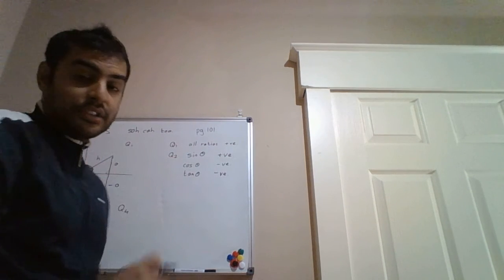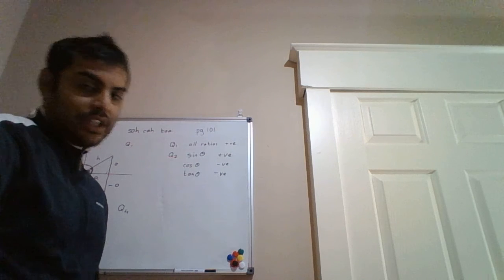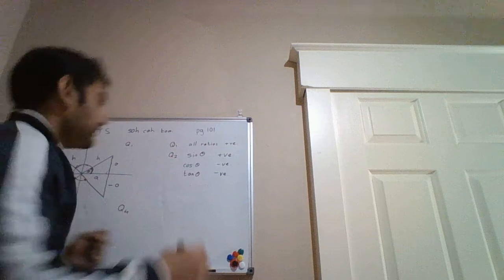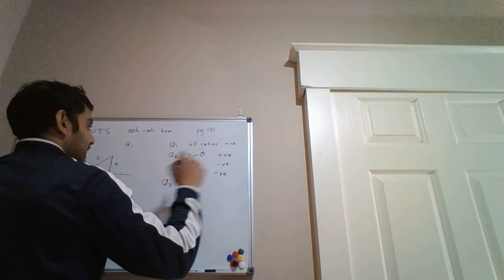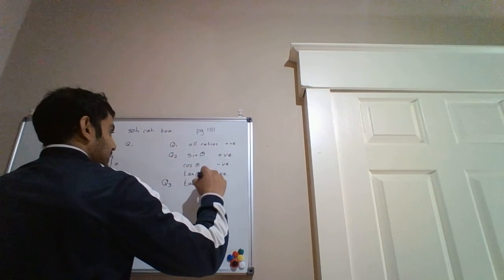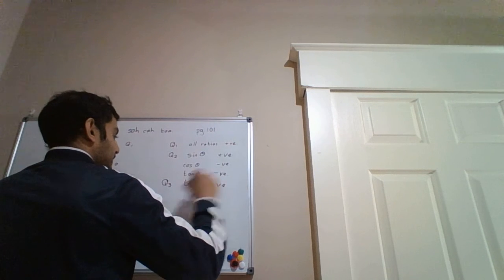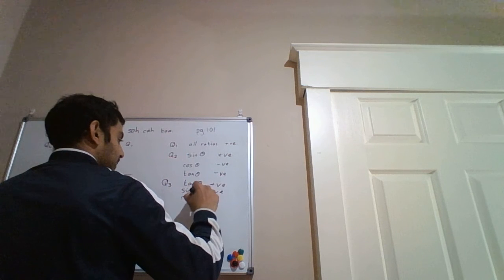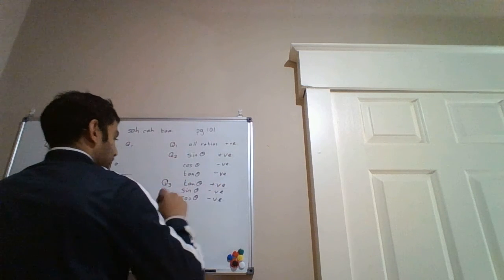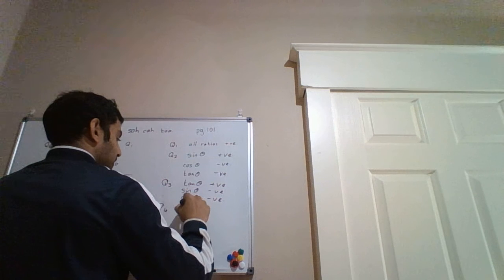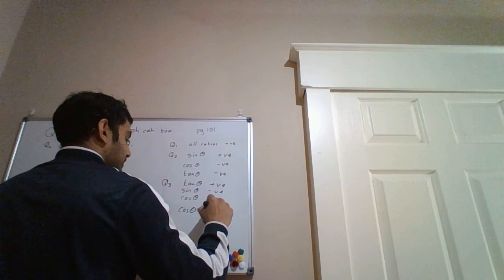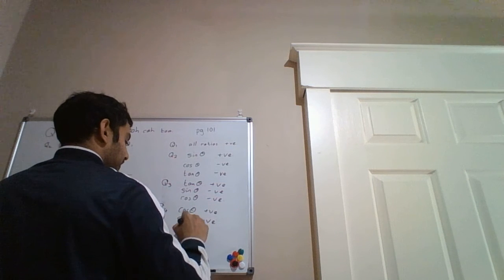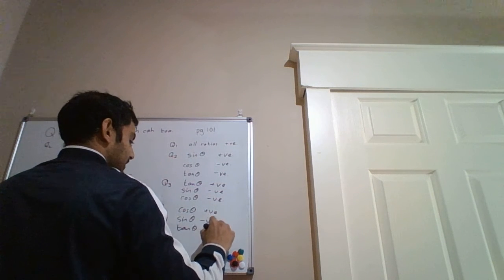Okay, so I'm not going to go through the rest of them for each of the quadrants. I'll just write it down and you can double check using SOHCAHTOA. For quadrant 3, tan is positive, sine is negative, cos is negative, and for quadrant 4, cos is positive, sine is negative, and tan is negative.